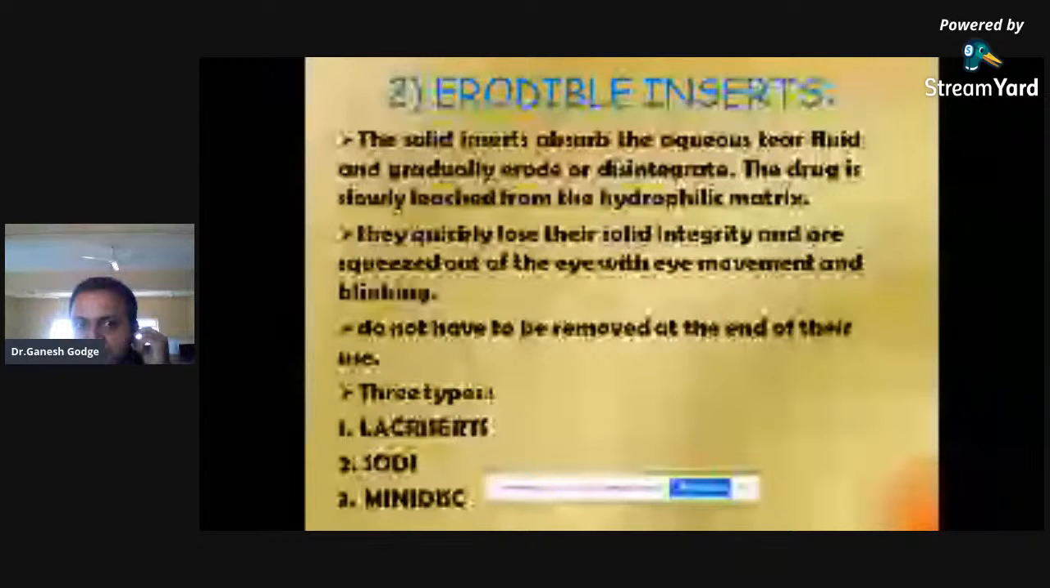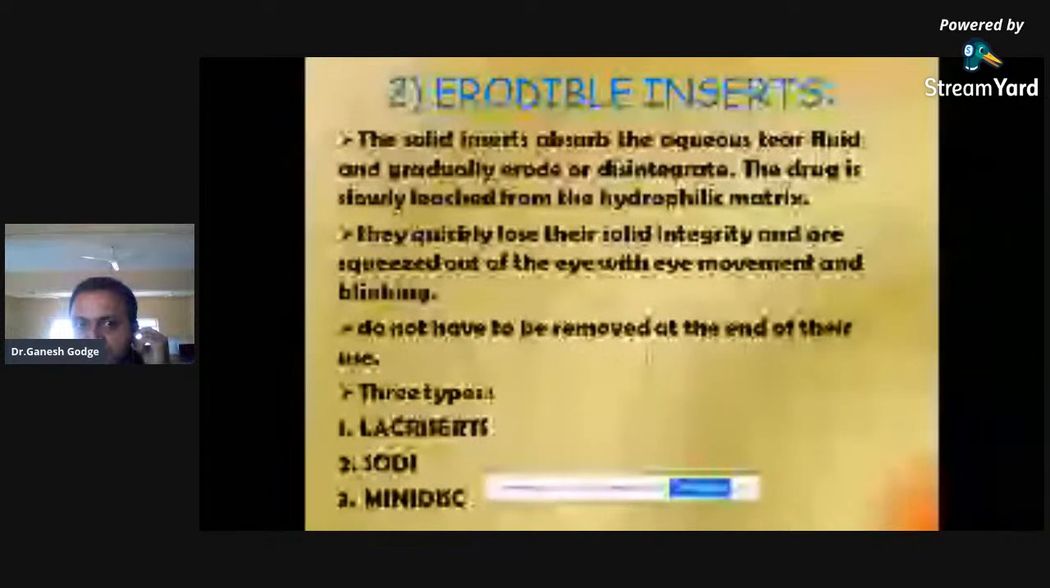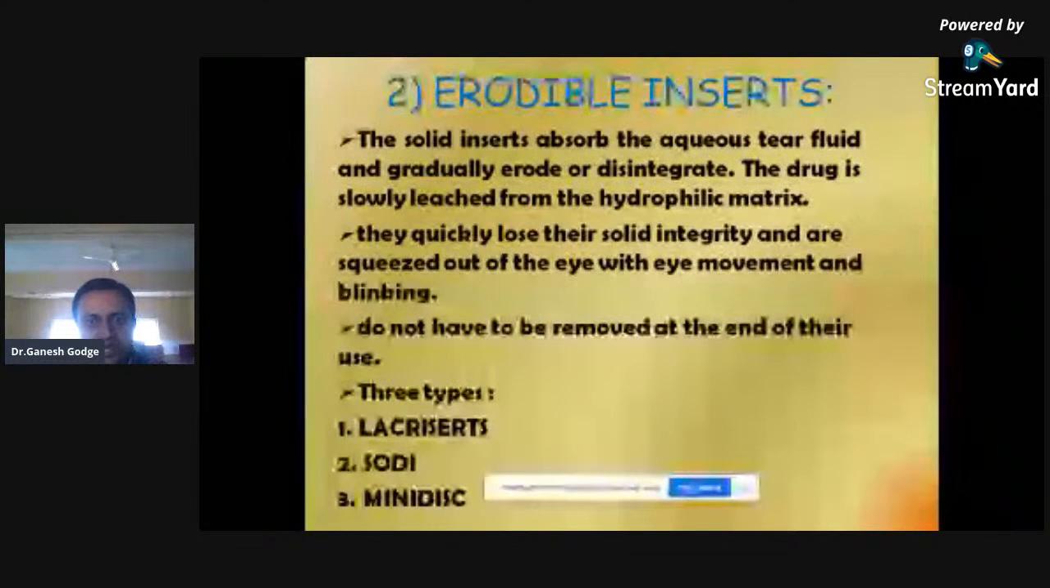They do not need to be removed at the end of their use, because they erode and go on degrading from the site of administration. Due to this, in the case of contact lenses and occusert, removal and insertion is the problematic concern. For that, you need a specialized person to approach for the treatment of that particular ophthalmic product. But in the case of erodible inserts, after installation, removal is not required, because they erode and disintegrate from the location of administration.